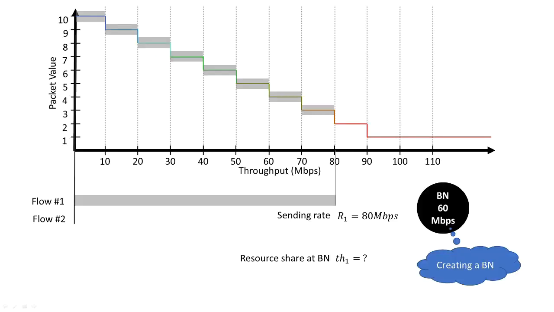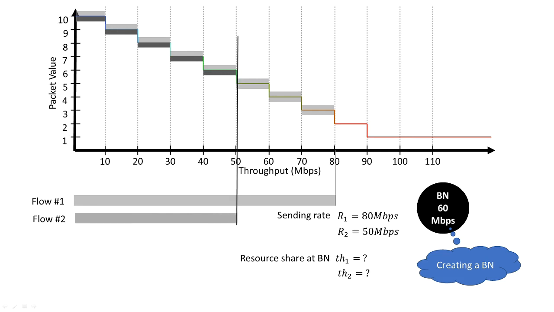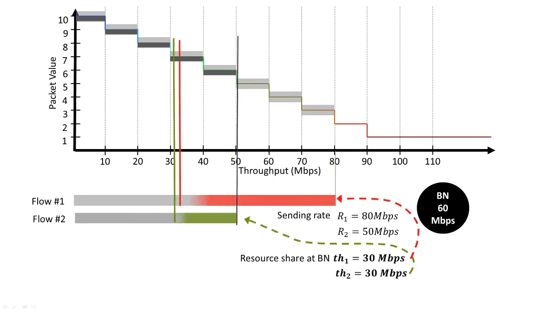Now we know how the throughput of a single flow can be controlled. Let's consider a second unresponsive constant bitrate flow in the system. The bottleneck remains 60 megabit per sec. The sending rate of the first flow is 80 megabit per sec, while the second is 50. Both use the same throughput value function to mark the packets. How can the bottleneck be shared among them?